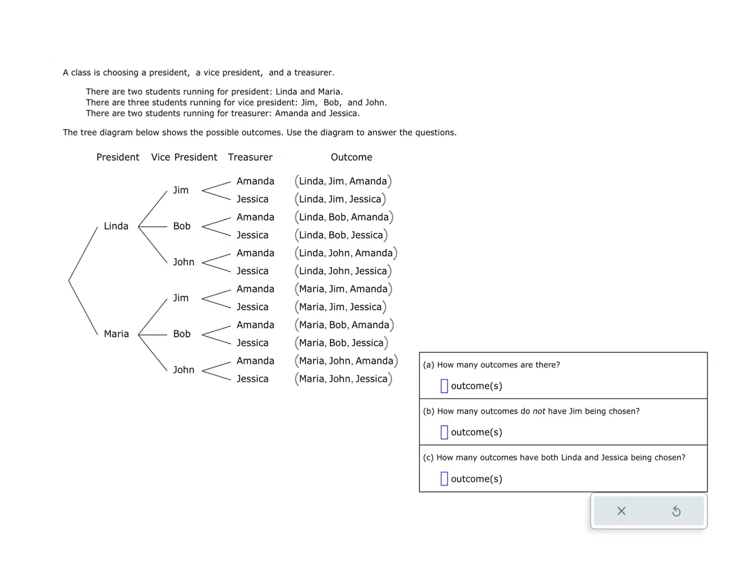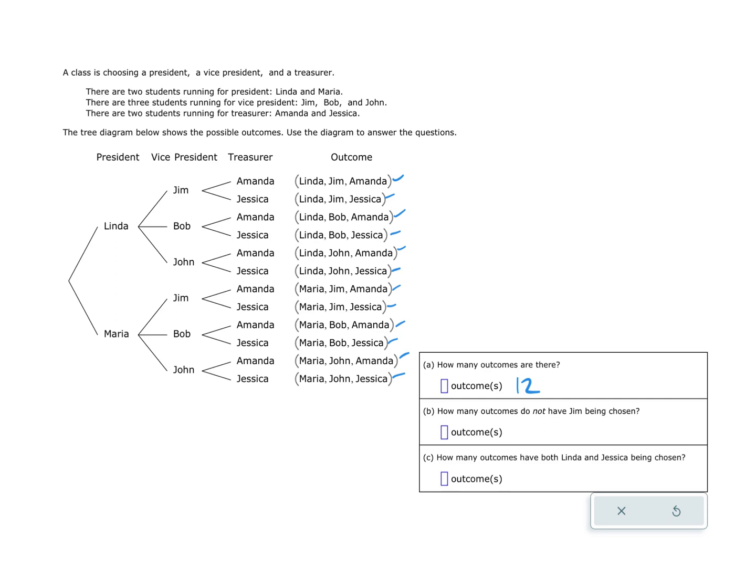Here's one more example. It says a class is choosing a president, vice president, and a treasurer. It lists the students running for president, vice president, and treasurer. So we want to know how many outcomes there are. Well, our outcomes are listed right over here, so we could just count all of them. So we have 1, 2, 3, 4, 5, 6, 7, 8, 9, 10, 11, 12.